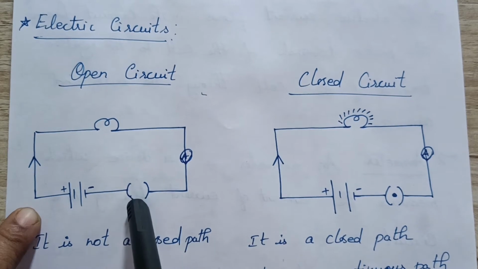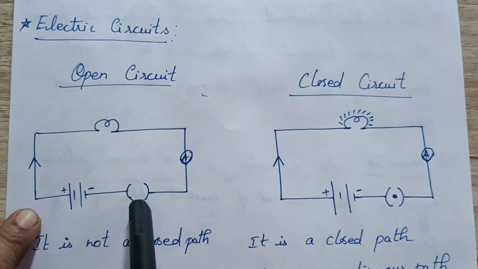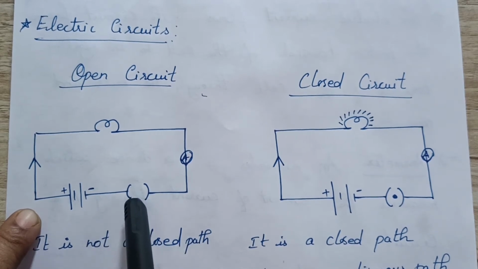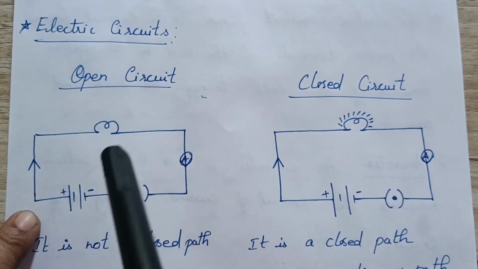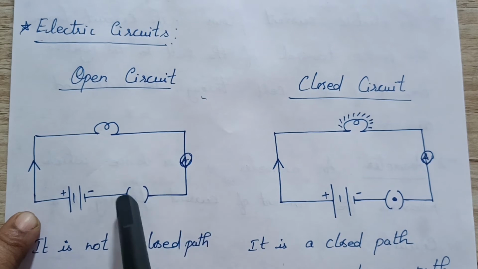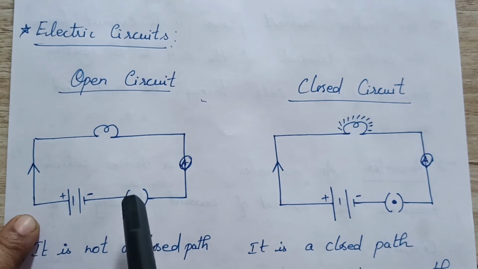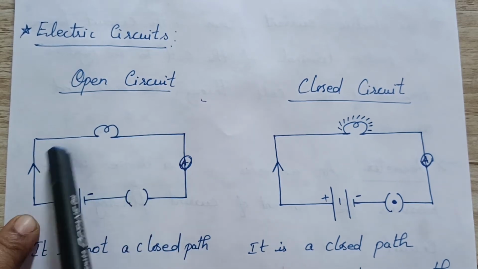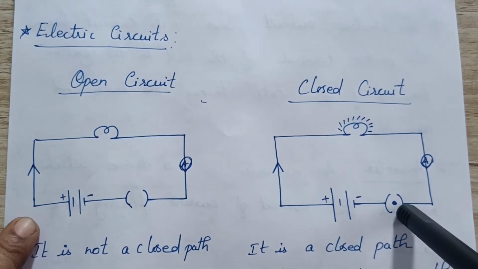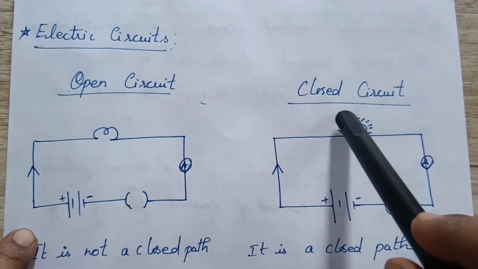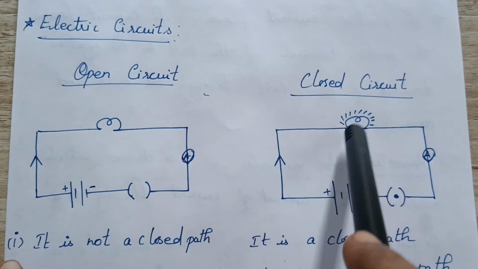The switch plays the main role as a connecting link between the cell and the bulb. Once you switch on or plug in, you can say it is a plug key or a switch. When it is on, then only the current will flow, the charges will flow in this way in the circuit. Here it is plugged in, so the current is flowing, so you can see the bulb is glowing. So what is the difference between the open circuit and the closed circuit?